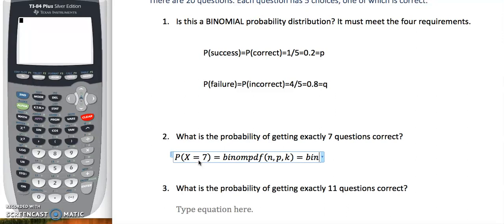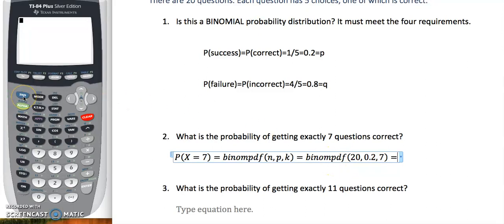So in this case, binomial PDF, how many trials do we have? Well, we have 20 questions. What is our probability of success in a single question? Well, 0.2. And exactly how many questions do we want to get correct? Exactly 7. So I always say exact number. We're using a very precise number of successes. We use binom PDF, P for precise. Let's see what that's equal to.